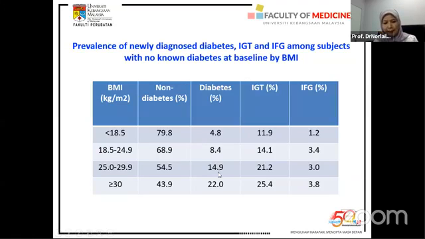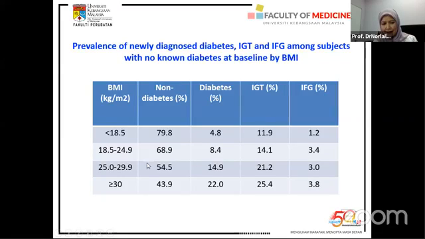So if we look further in the same study, with BMI less than 18.5, there is a higher percentage of non-diabetics. But of course, as the BMI increases, you can see more and more diabetes, even beyond 25. And this is between 18.5 and 24.9, still according to WHO criteria, not the Asian criteria. You can see 68.9% non-diabetic, diabetic 8.4%.